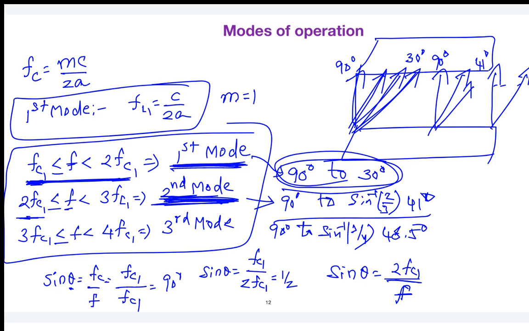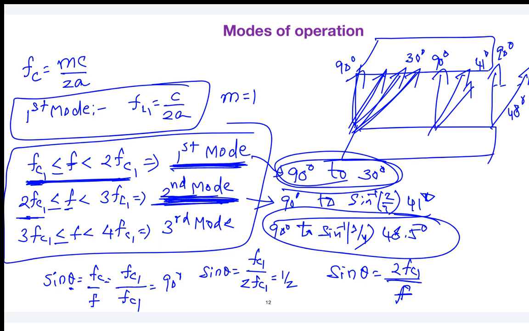When you go to the third mode, the wave angle range is much more compressed. So you can have the wave angle range from 90 degrees to approximately 48 degrees. So what is the observation here? As the mode number increases, the wave angle range decreases, which means that the wave can enter over a small range when you go to the higher order modes.